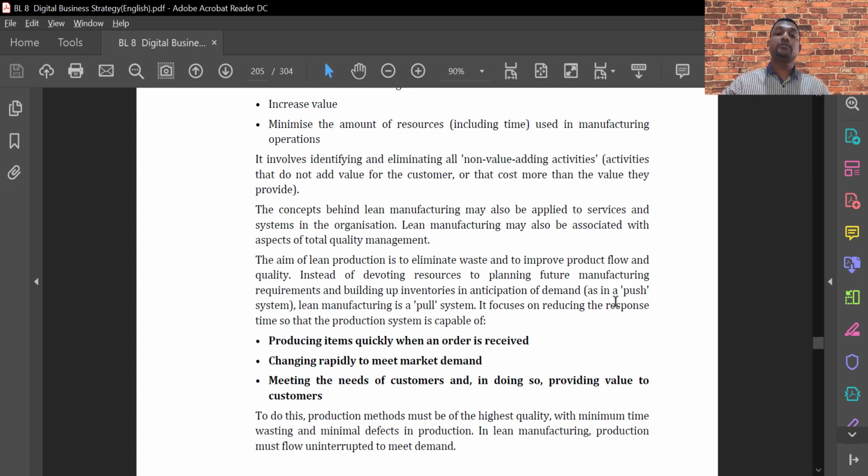So it focuses on reducing the response time so that the production system is able to put orders quickly when it's received, and change the manufacturing process or prepare the manufacturing process rapidly when the demand increases, and whenever the customer requirements are changed or added, meeting them is faster.